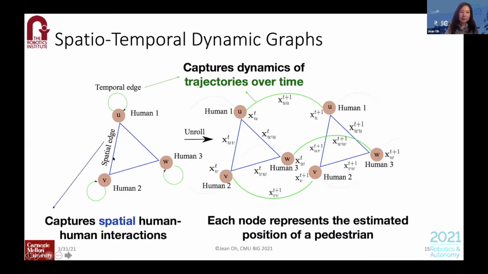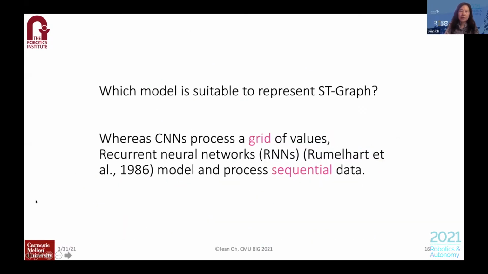And then, as I said, the blue edges are the spatial relations. So this model can capture these interactions in the space. That's a very abstract representation of this navigation prediction problem.